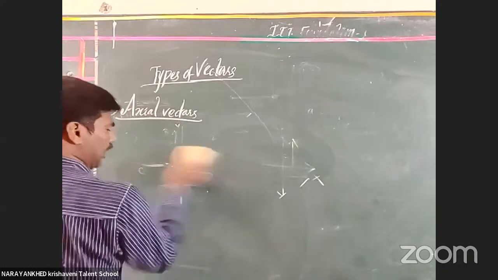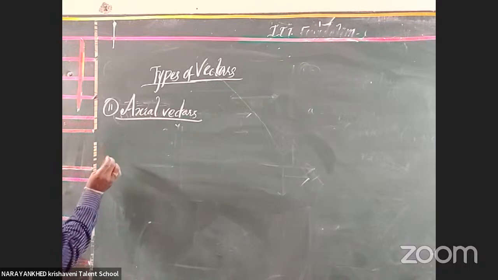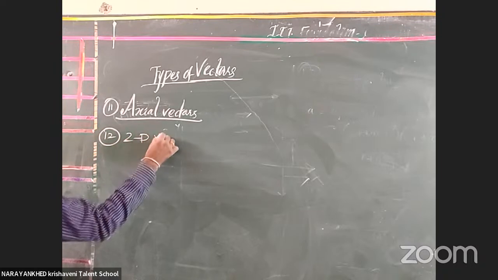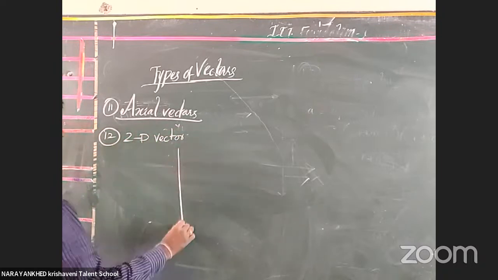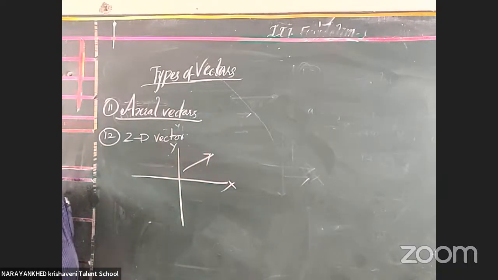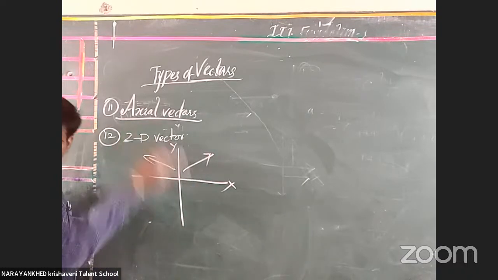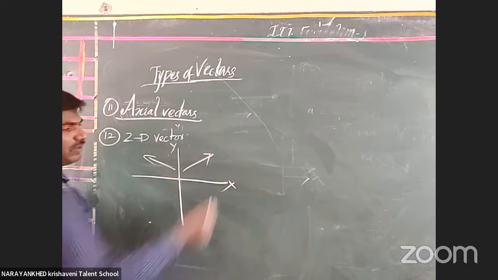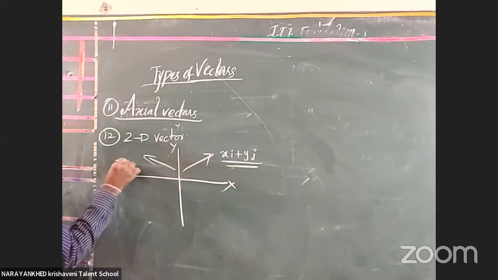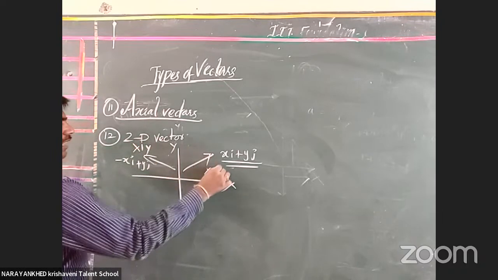Next one is the two-dimensional vector, otherwise also written as a plane vector, or 2D vector. It belongs to the two axes, x as well as y. Clear or not? Like this, it is not parallel to any axis. It will be in the plane, and it will be written like this: xi plus yj, or otherwise minus xi plus yj. Why? Because it is in the xy plane.